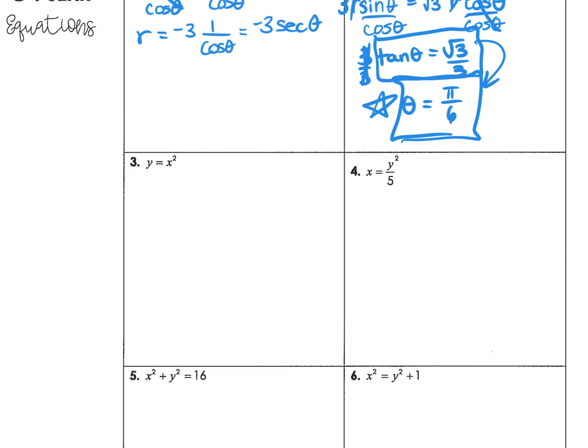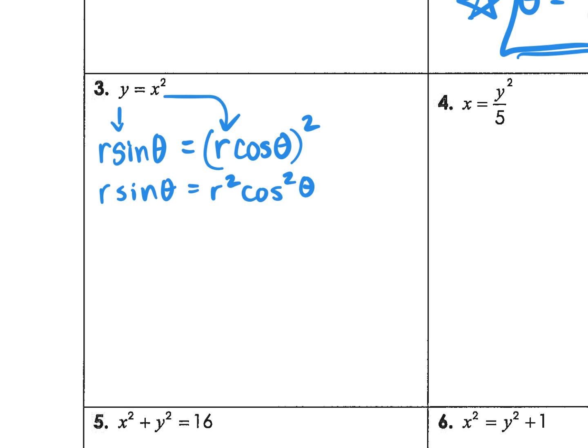Sure. All right. Y equals x squared. Plug in for y. What do we plug in for y? And what do we plug in for x? But we have to square it, don't we? So this is r sine, but this is r squared cosine squared, isn't it? And now we got to get r by itself, don't we?